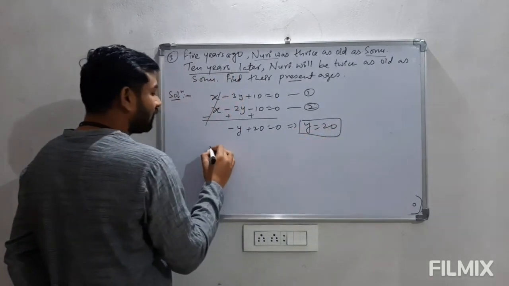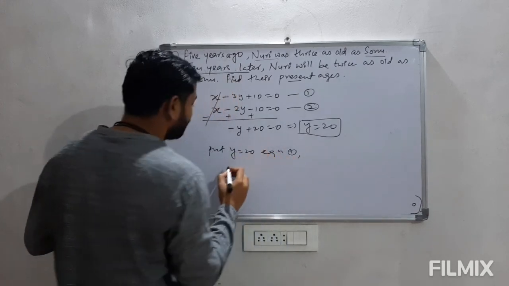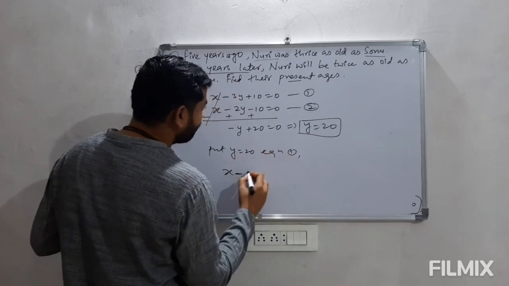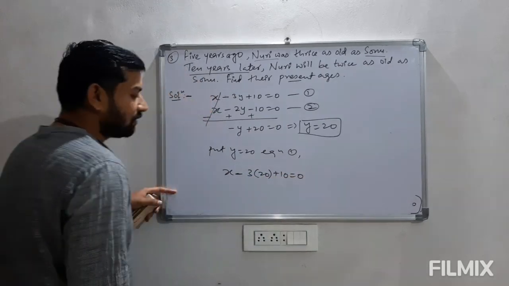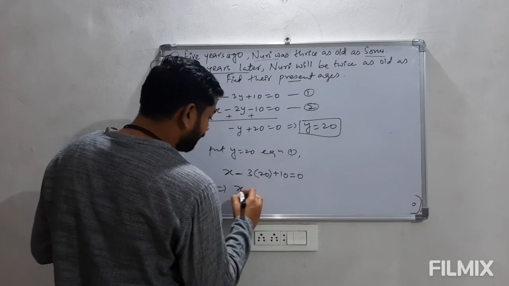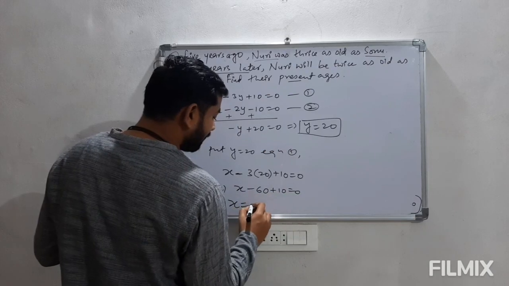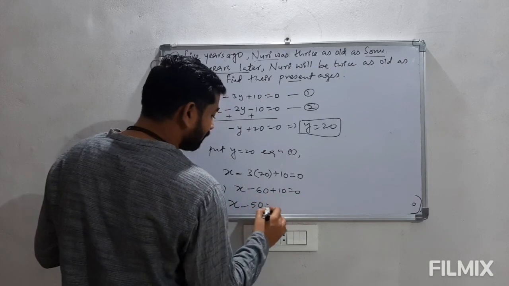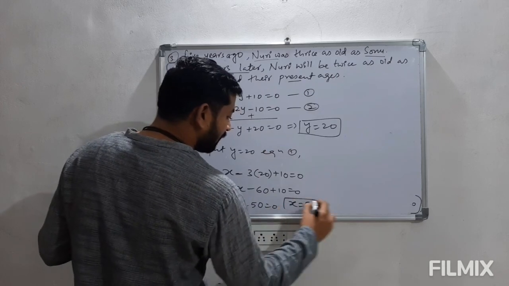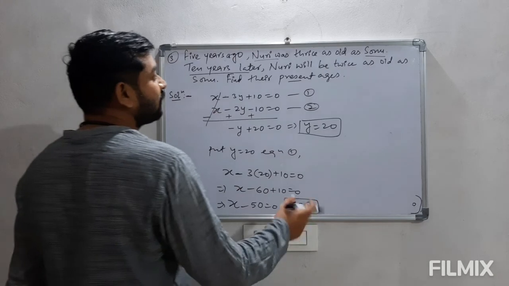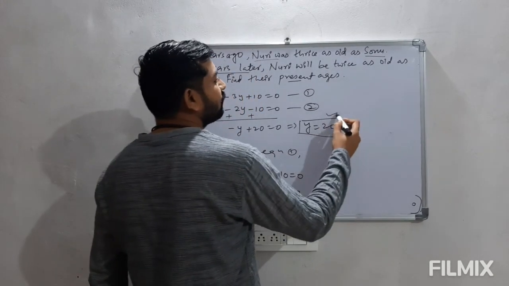And if we substitute y is equals to 20 in equation 1, what we will get? x minus 3 into 20 plus 10 is equals to 0. So what we will get here? x minus 60 plus 10 is equals to 0. So from here we are getting x minus 50 is equals to 0, which gives us x is equals to 50. Means the present age of Nuri is 50 and the present age of Sonu is 20.